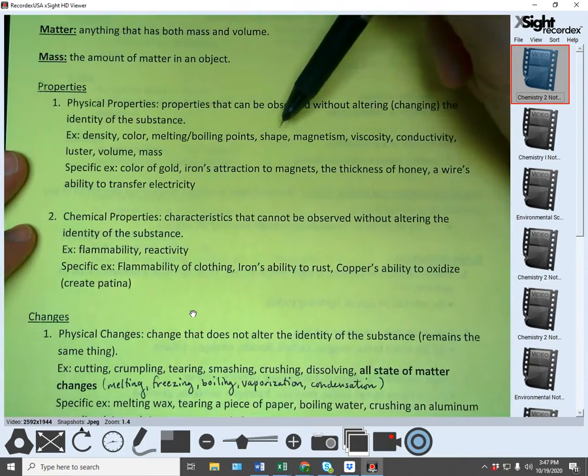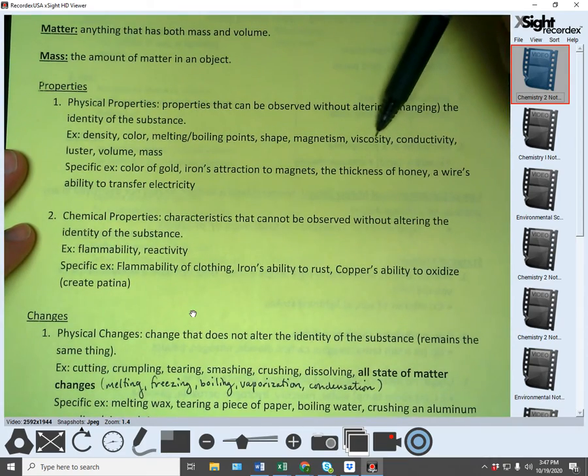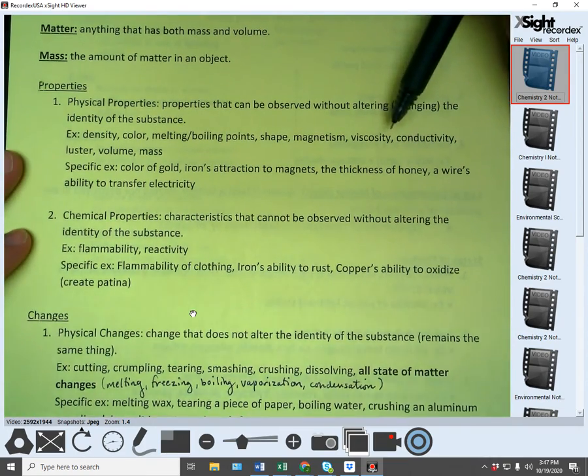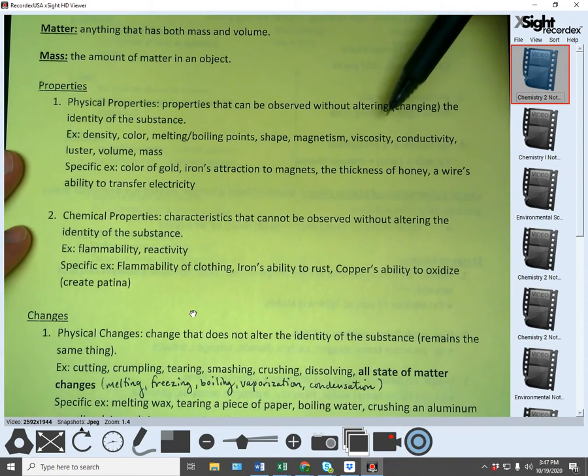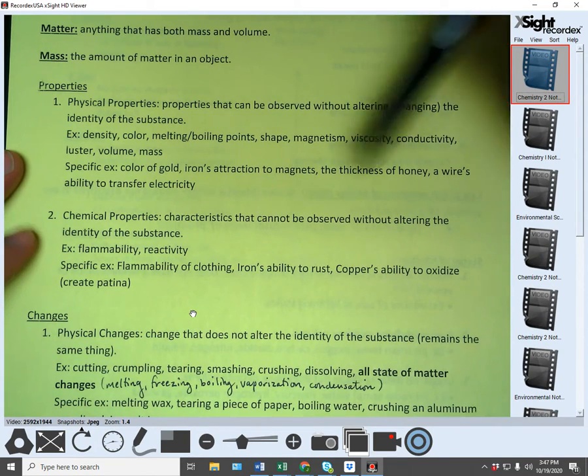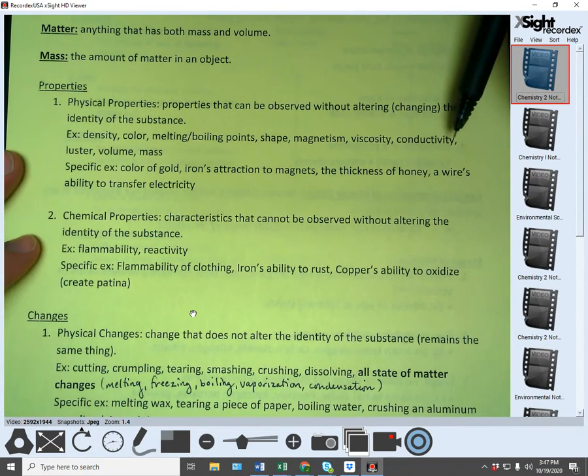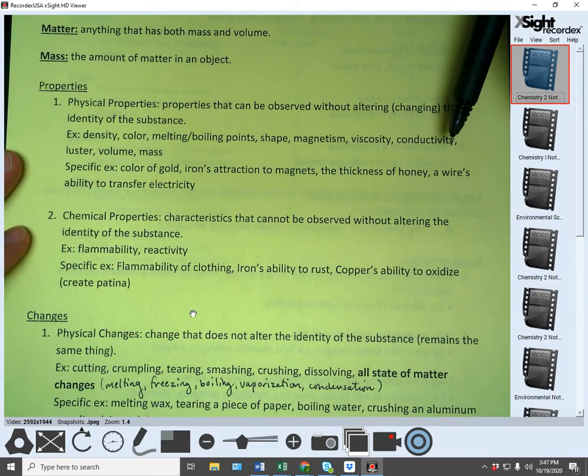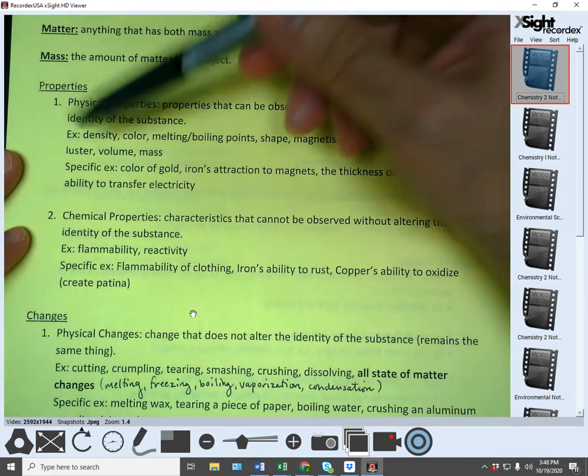Color, melting and boiling points, shape, magnetism, viscosity. Viscosity is essentially how thick or runny a liquid is. The higher viscosity is thicker. Lower viscosity is thinner or more runny. Conductivity, something's ability to transfer heat or electricity. Luster is shine.